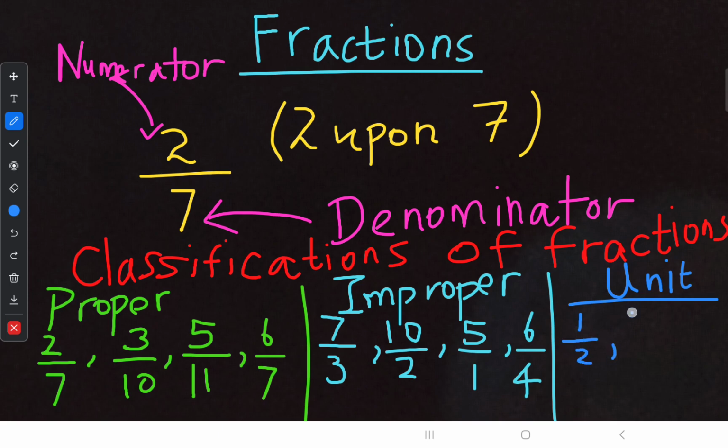1 upon 2, 1 upon 3, 1 upon 5, 1 upon 10. These are some examples for unit fraction. In unit fraction, the denominator can vary in numbers, but the numerator should be constant. That constant is 1. The numerator should be exactly 1 in all the unit fractions. These are the easiest explanation of classification of fractions.